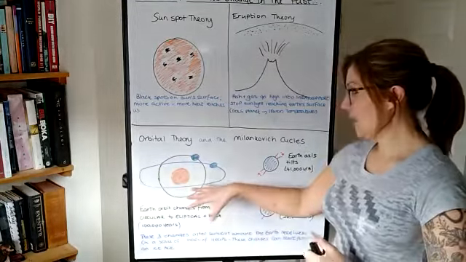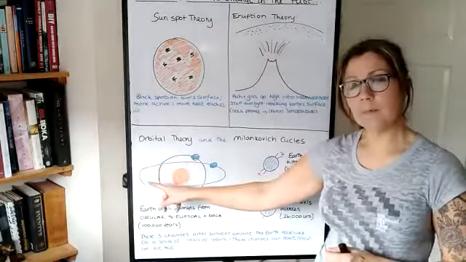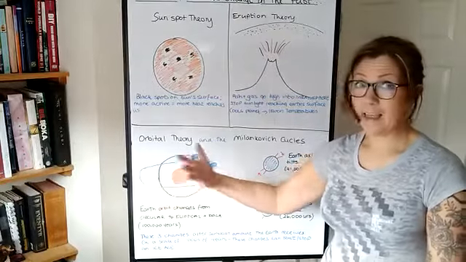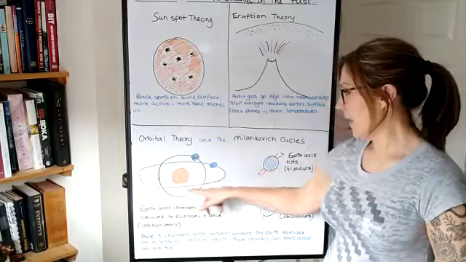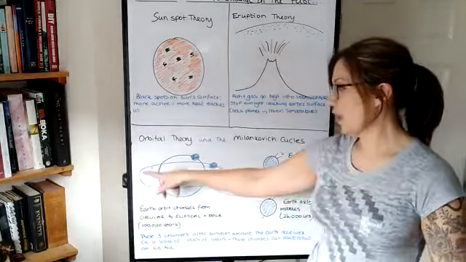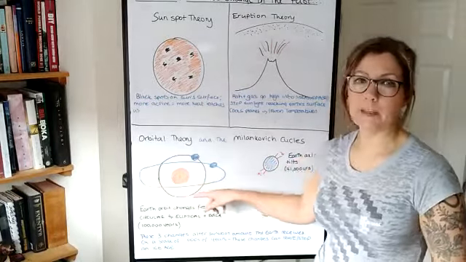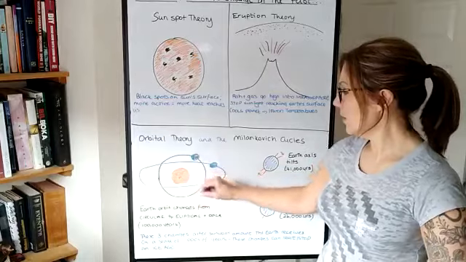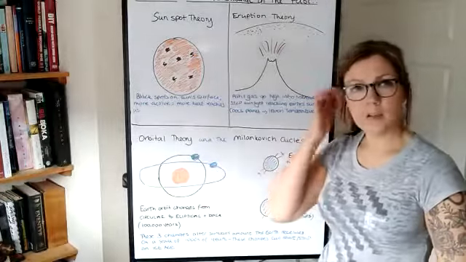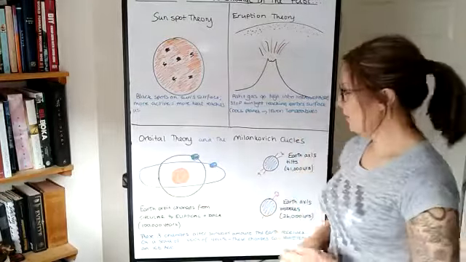Now what this theory is suggesting is that sometime in the past and in the future as well, this orbit will change from circular to more elliptical. So at some points we will be close to the sun, at some points we'll be further away. So that can affect the amount of radiation that we get from the sun.